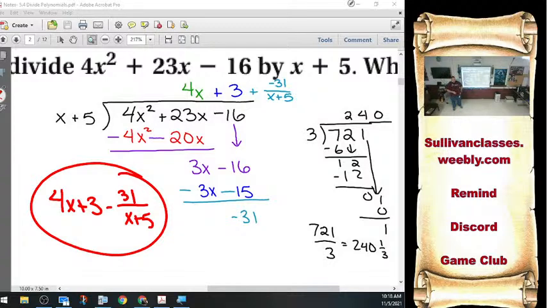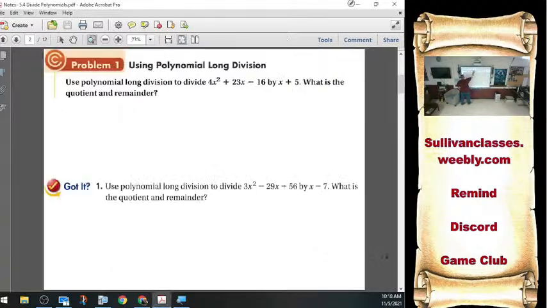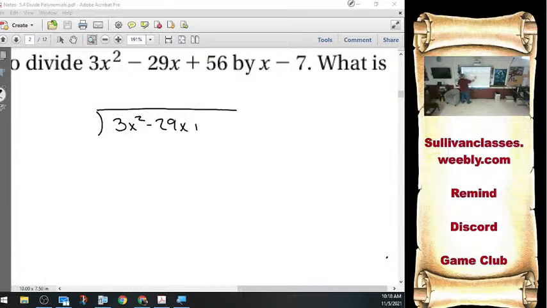Okay? I'm going to show it again. We can't just do one and done. Okay, I'll do this one again. Stage 1, write it out inside the dividing bracket: 3x squared minus 29x plus 56.